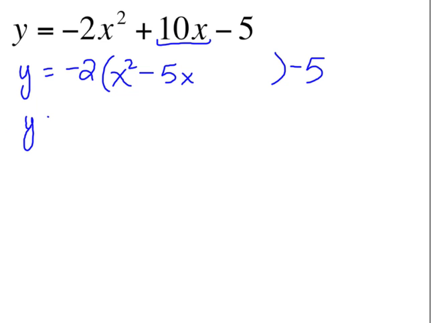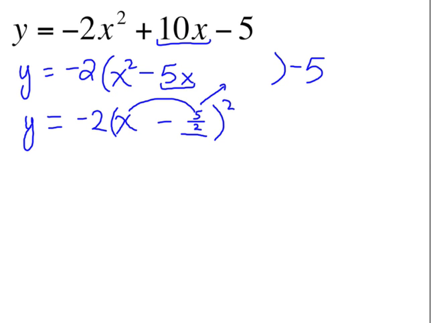Then I write my goal. My goal is to have negative 2 times a perfect square. This needs to be an x, and this number needs to make it so twice the product of that will equal this. So I split 5 in half, and I get 5 halves. And that number needs to be my 5 halves squared.